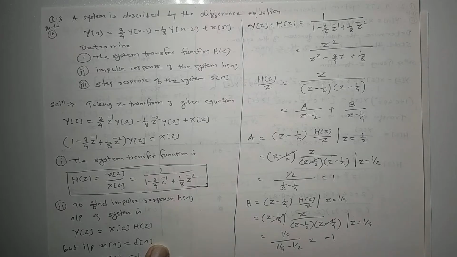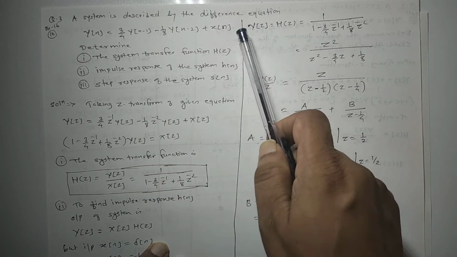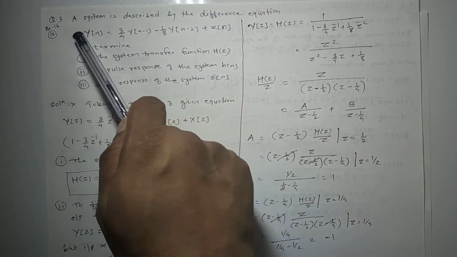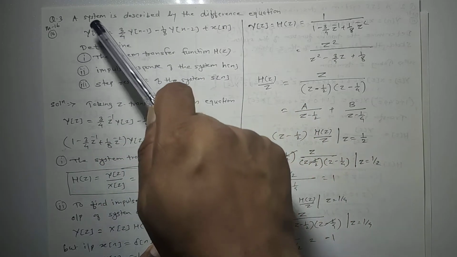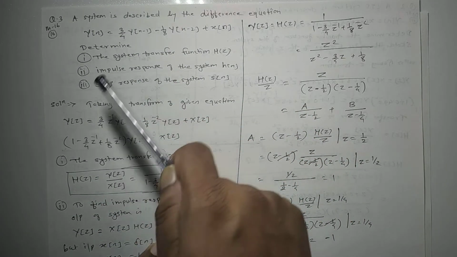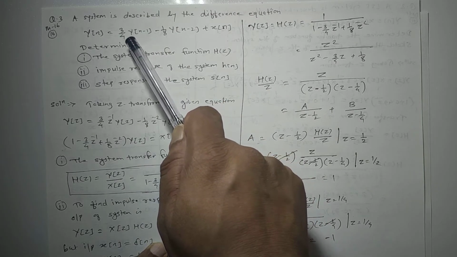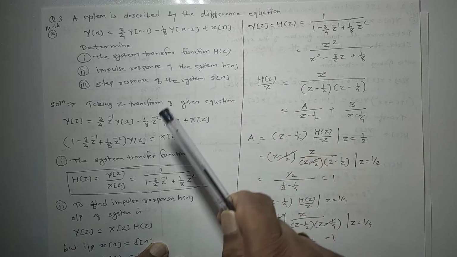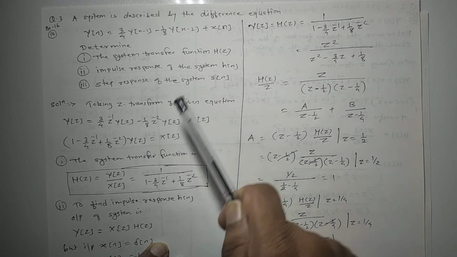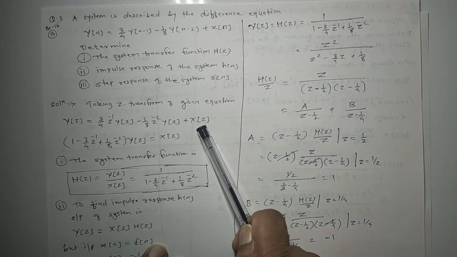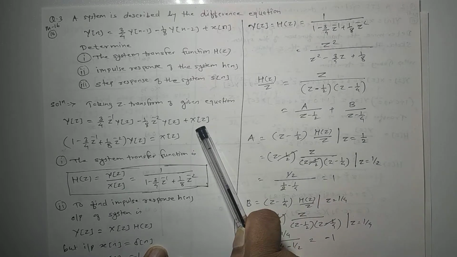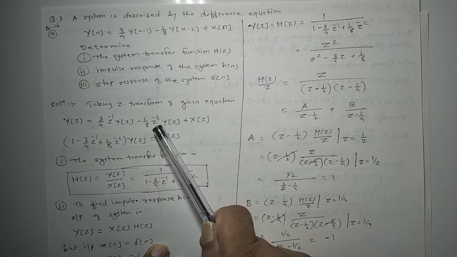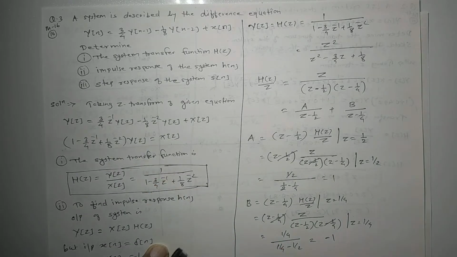Okay. So to find out the transfer function, we have to take the z transform of this equation. Okay, so y of n having the z transform y of z, y of n minus 1 having the z transform z raised to minus 1 y of z, y of n minus 2 having the z transform z raised to minus 2 y of z, x of n having the z transform x of z. Okay, then these two y terms we have to shift into the left hand side.